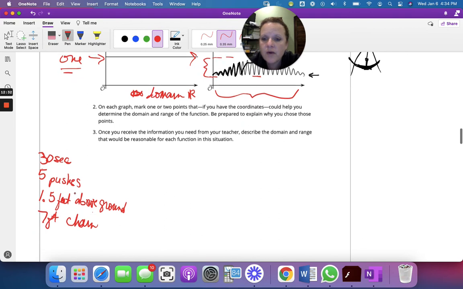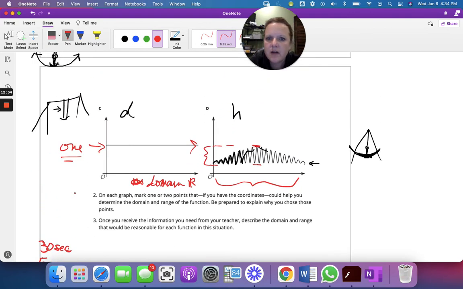So the range, let's just do a different color. I haven't used green yet. So my range is going to be all numbers from 1.5 to 7. All numbers from 1.5 to 4. Hold on. Where did we get 4 from? Let's go back and look.